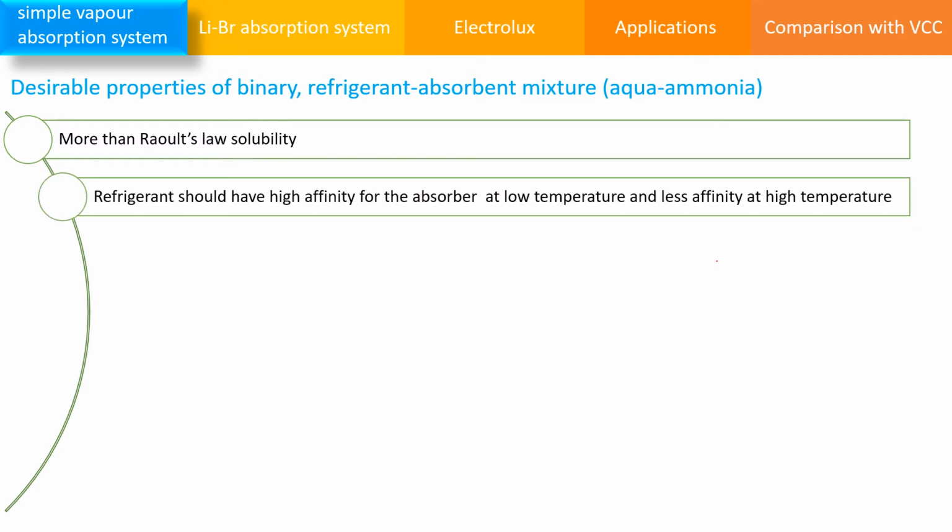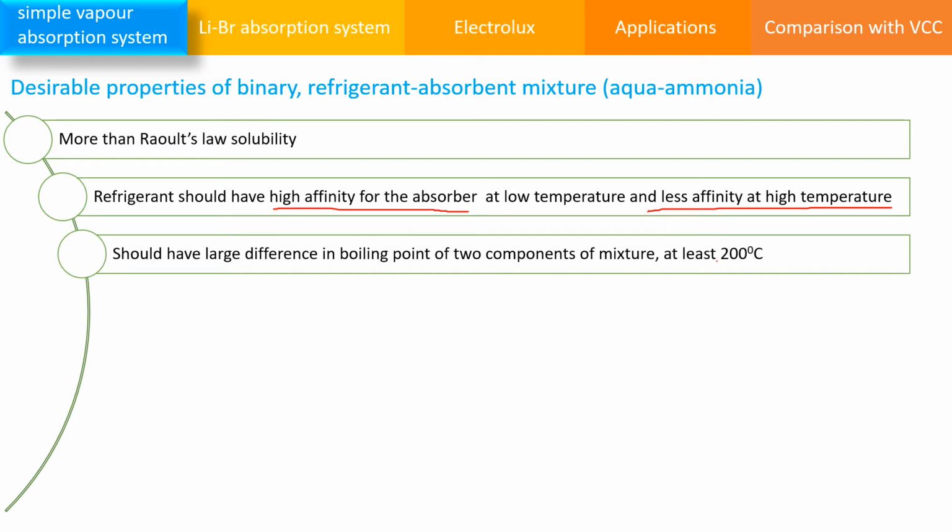Then the refrigerant should have high affinity for the absorber at low temperature and less affinity for the absorber solution or the solvent at high temperature. This makes it possible to create a strong solution in the absorber and a weak solution in the generator, which can generate vapors back.